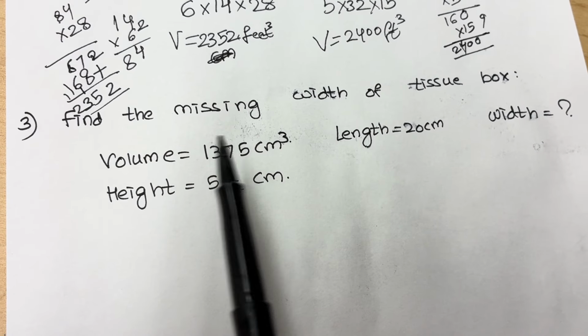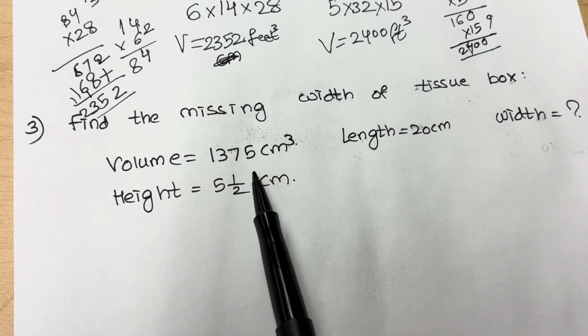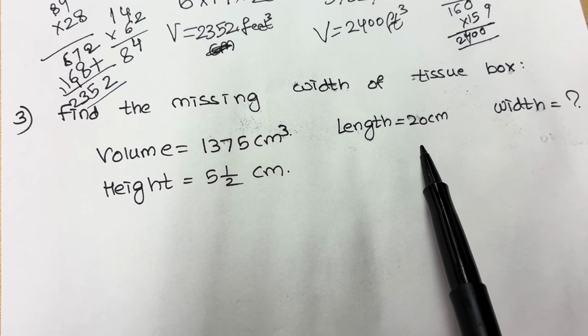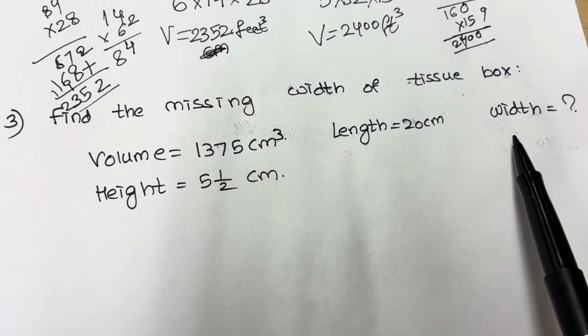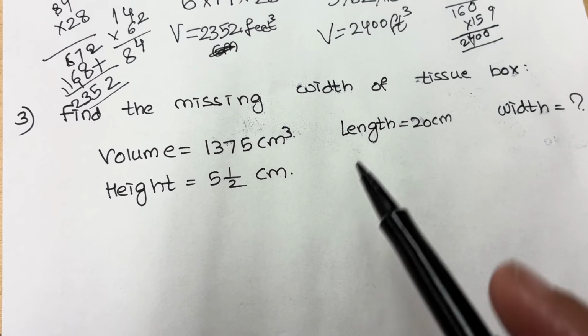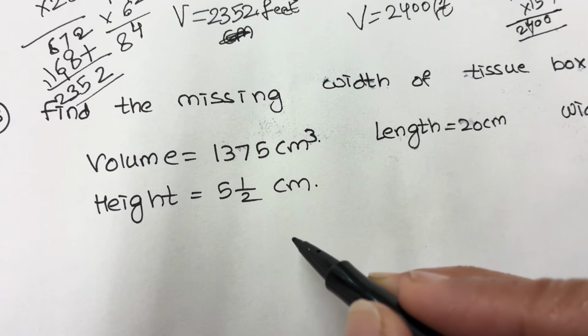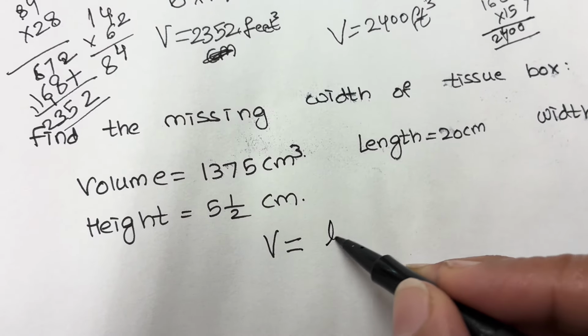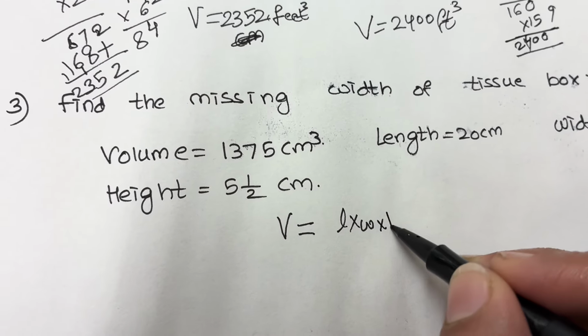Let's read the problem. Find the missing width of the tissue box. Volume is given as 1375 cubic centimeters. Length of the tissue box is 20 centimeters. We don't know the width, and we know the height, which is 2.5 centimeters. So let's write down the formula for that. Volume of the rectangular prism is nothing but length times width times height.